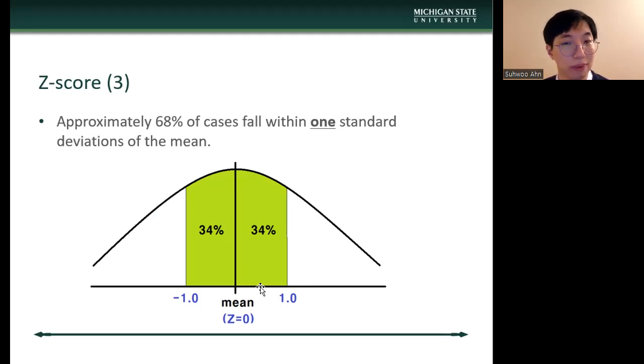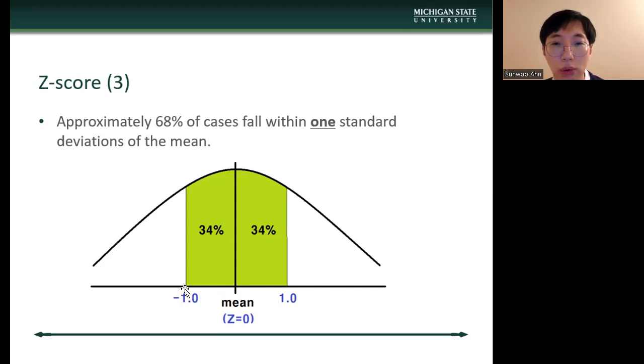So according to some statistics, there are 34% of cases between a z-score of -1 and 0. And this is symmetrical. So between a z-score of 0 and 1, 34% of the cases also fall.